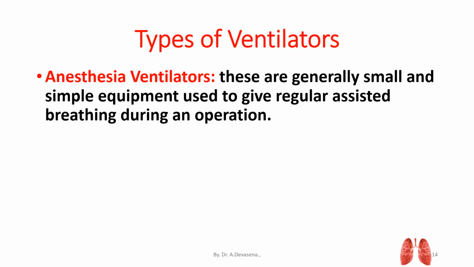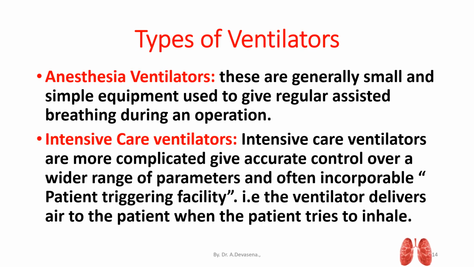First one, anesthesia ventilators. These are generally small and simple equipment used to give regular assisted breathing during an operation. The second type is intensive care ventilators. Intensive care ventilators are more complicated. They have accurate control over a wider range of parameters and often incorporate a patient triggering facility. That is, the ventilators deliver air to the patient when the patient tries to inhale.